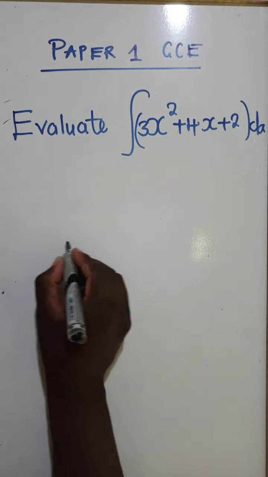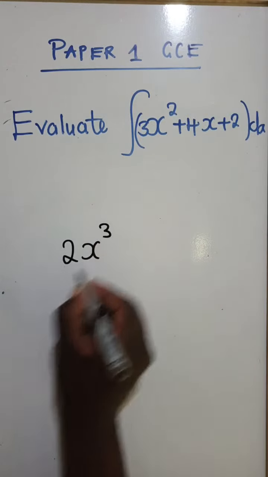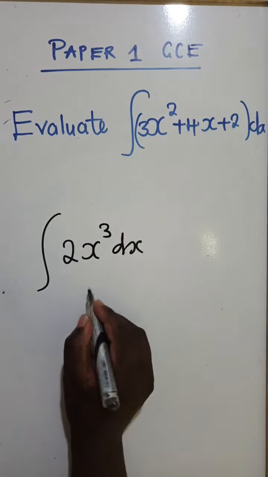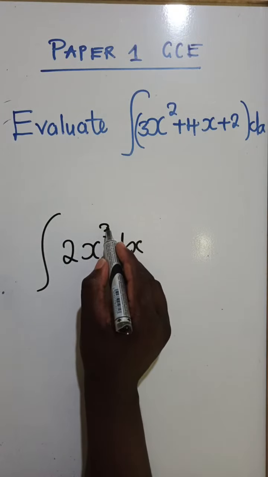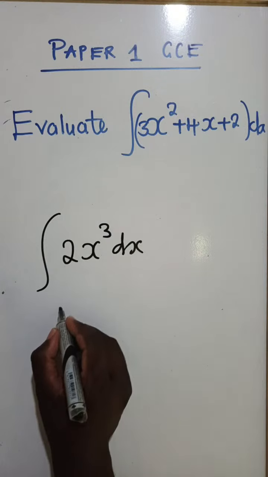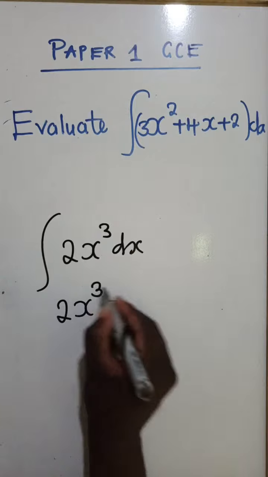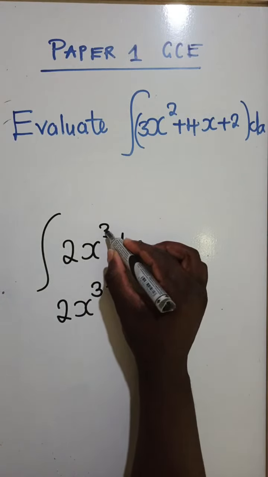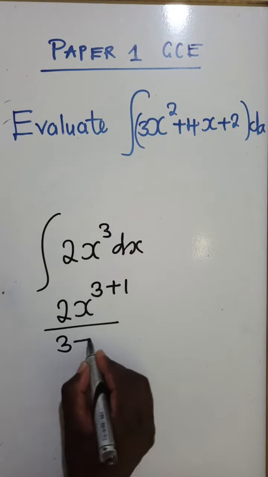Whatever you have, let's say you've got 2x power 3, I'm just giving an example, and they say integrate this. What it means is go to that letter, this is x, and then add 1 to the power. You always add a 1 to the power. So this will be 2x power 3 plus 1, over 3 plus 1.